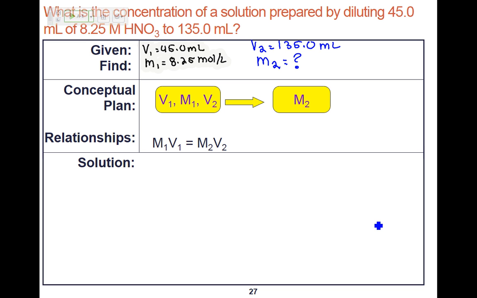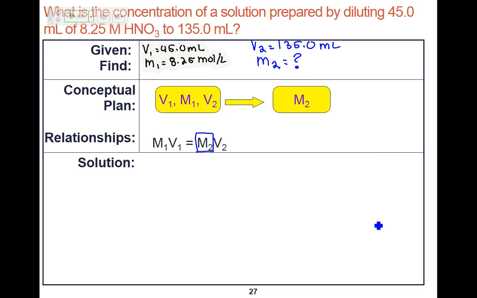So again, our equation is M1V1 equals M2V2, and we are looking for M2. I like to rearrange my equation before I plug in my numbers, but that's up to you. You can rearrange it after. And if you have problems rearranging equations, please come see me. I can work with you with that. That's an algebra course, and this is just applying algebra.